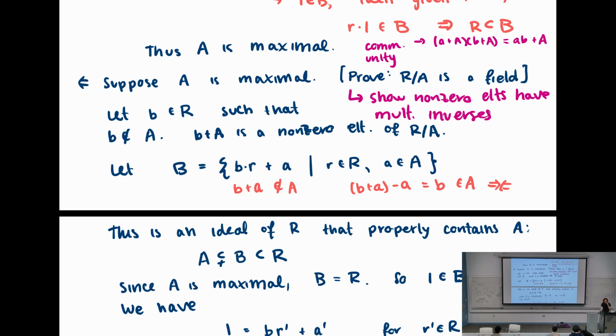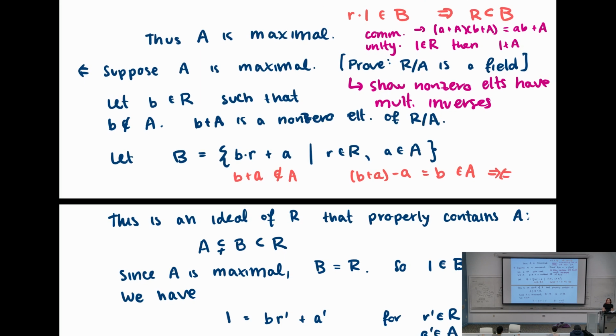And then why does it have a unity? So if 1 is the unity in R, then we should have that 1 plus A is the unity in R mod A. And why is that? So let's just stare at this equation again, right? If one of these things is 1, then this will be 1 times b, which is just b. Yeah. Other questions?